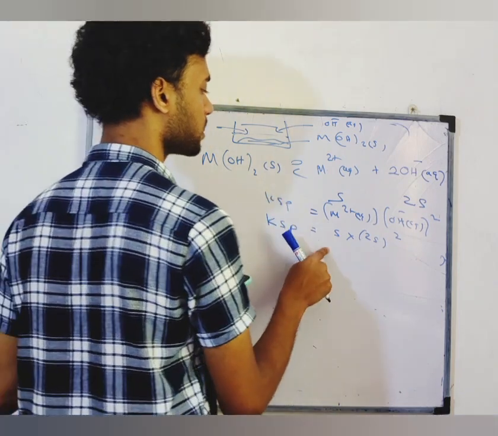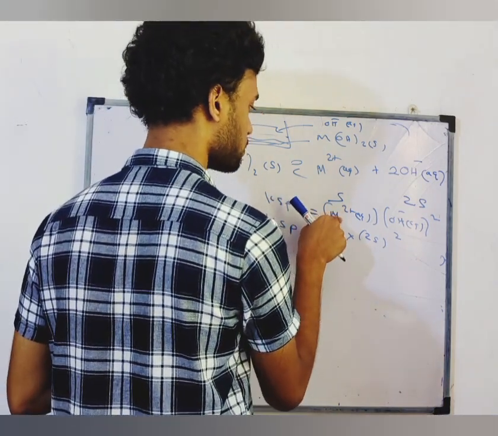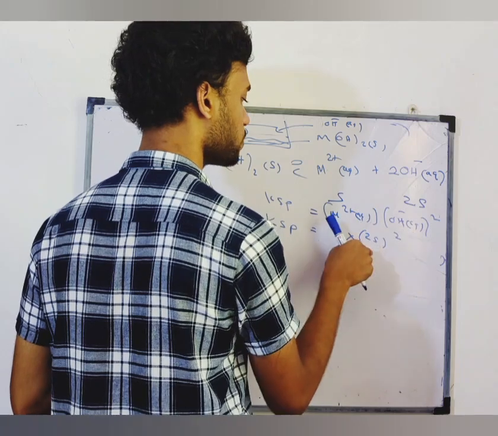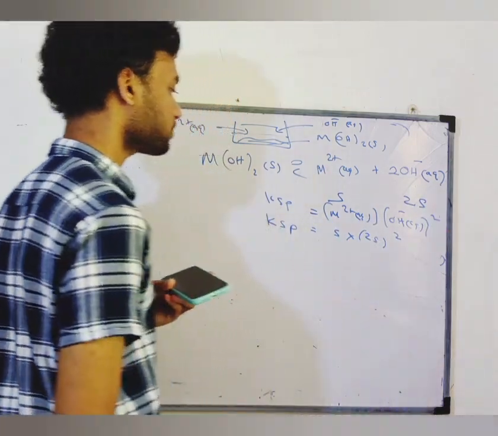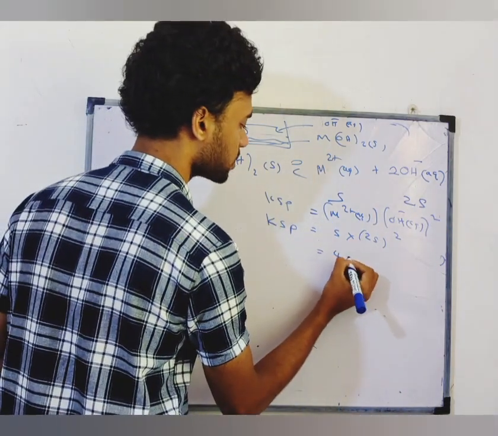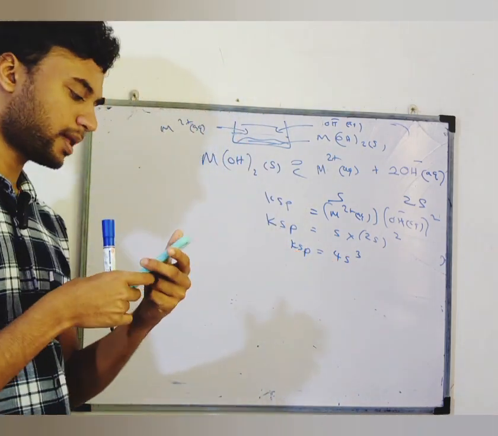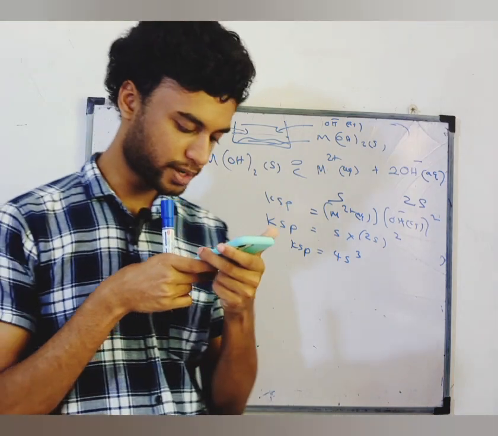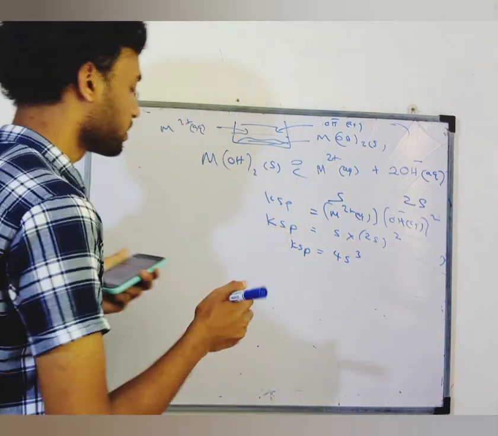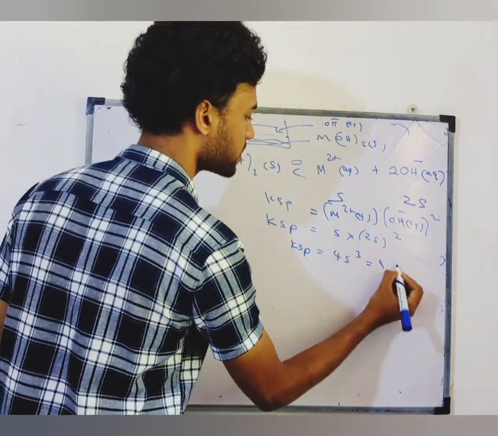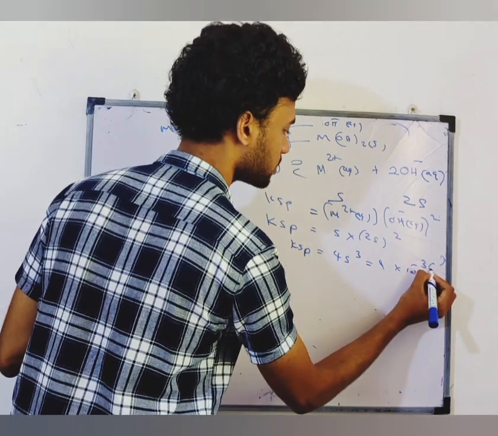So Ksp is equal to the concentration of M2+ aqueous, which is S, times OH-, which is 2S, so 2S squared. Then I get Ksp is equal to 4S to the power 3. We know the Ksp, that is equal to 4 times 10 to the minus 36. So 4S cubed is equal to 4 times 10 to the minus 36.